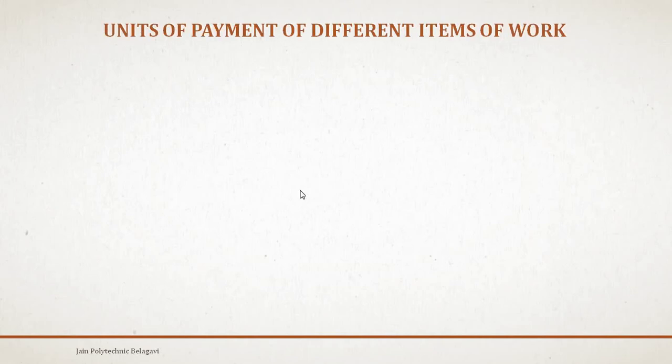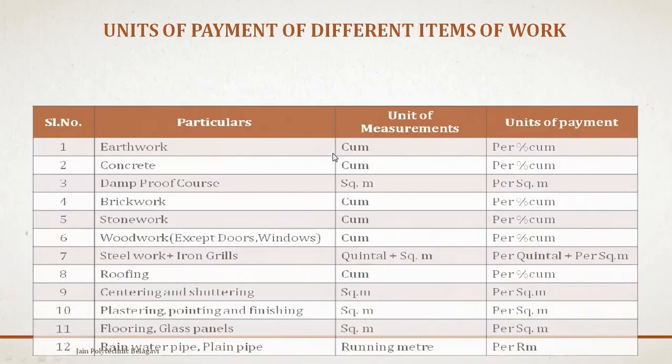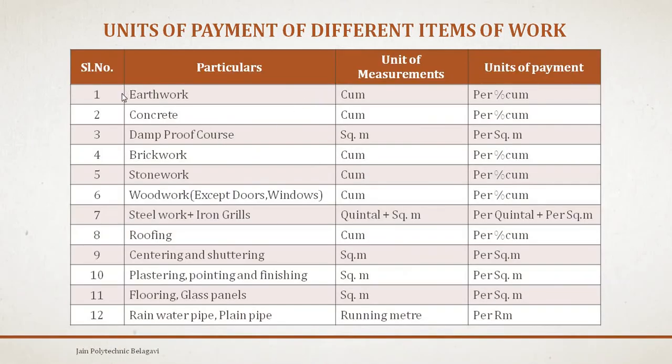Now we will try to understand units of payment. Till now we understood units of measurement, how to measure the works. Now we are going to understand in which unit we need to pay the contractor. For different items of work, I have listed 12 works. First one is earthwork. In the column of units of measurement, we have understood the units for the different works.